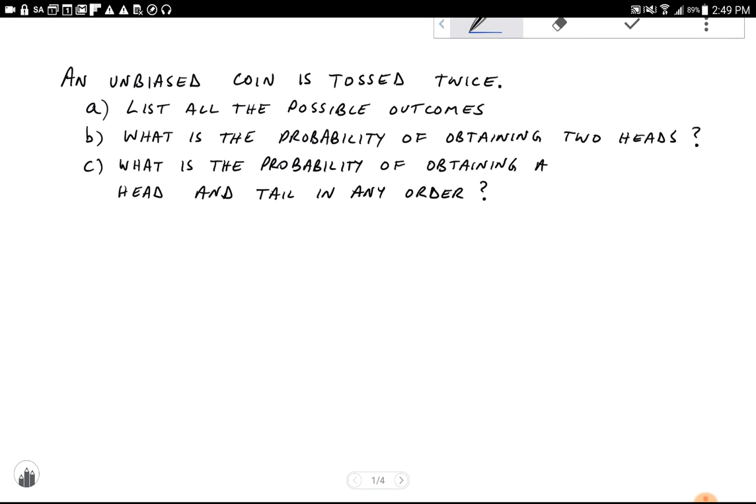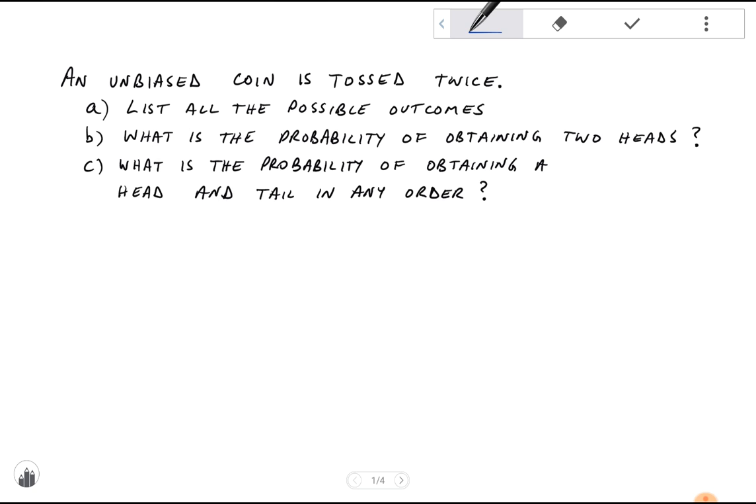The probability of two events. Let's look at an unbiased coin that is tossed twice. A, list all the possible outcomes. All right, well, there aren't very many. We just flip a coin.